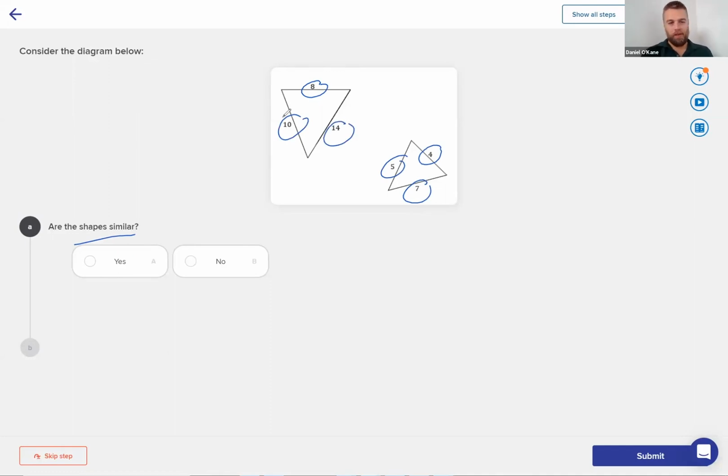So are the shapes similar? Remy has answered yes. Okay, let's find out. So remember, all 3 dimensions have to be multiplied by the same number, okay? So 4 multiplies by 2 to create the smallest measurement on the second triangle. 5 multiplies by 2 to create 10 as the second largest measurement on the larger triangle. And then 7 multiplies by 2 to create that measurement of 14 on the second triangle.